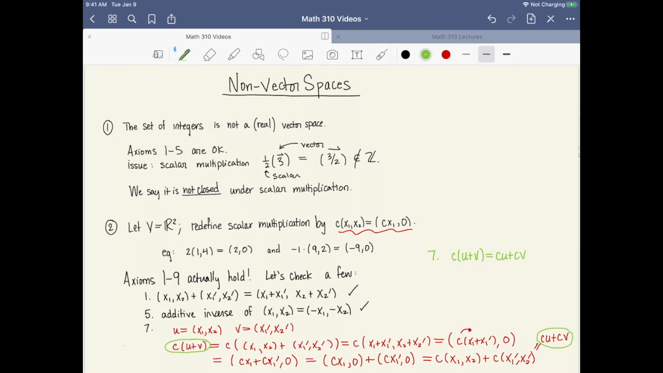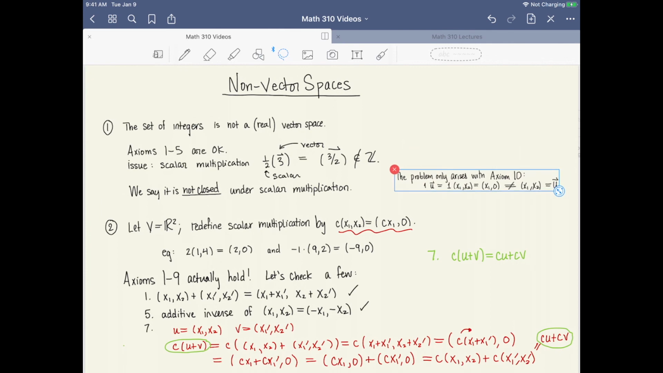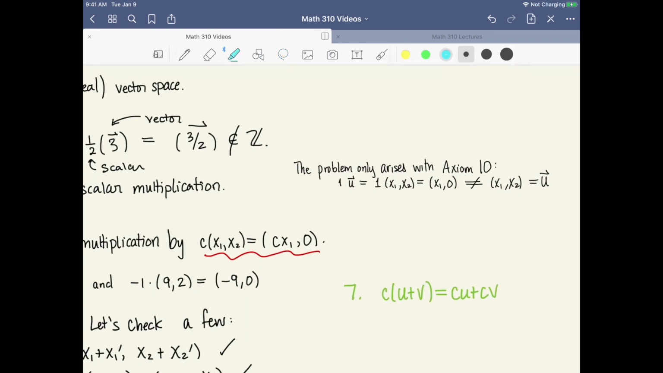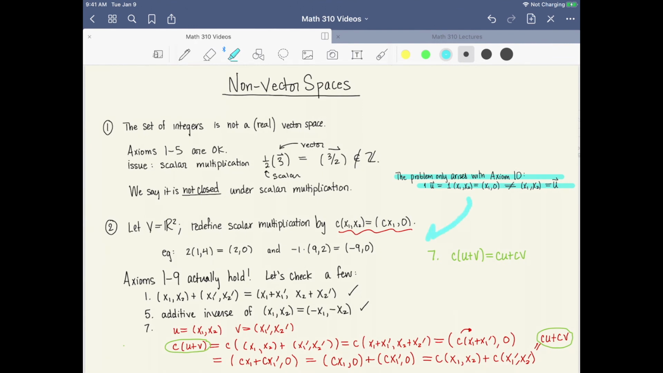I think it's a good exercise to check the other remaining axioms that we didn't check. And then, having checked all but the last one, we get to axiom number 10, and something's going to go wrong. So what happens with axiom 10? We're supposed to be able to multiply the vector times 1, and then it's not supposed to change. This is where the problem is, because 1 times x1, x2, the way we've defined it, is going to be x1, 0, and this is not equal to x1, x2, our vector u. So this is where everything breaks down, and we have to conclude that this space that we defined is not going to be a vector space.